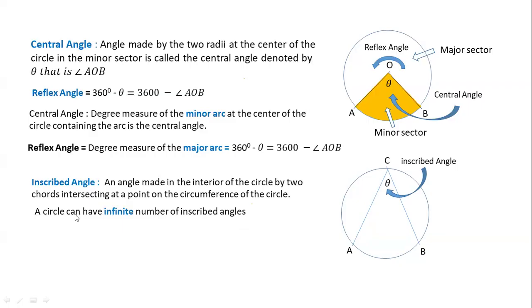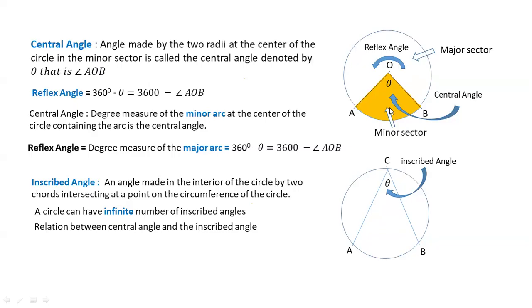A circle can have an infinite number of inscribed angles. I have drawn one here. I can draw it like this. I can draw it like this. I can draw one more nearby, or you can have one more like this. So you can have an infinite number of inscribed angles, starting from the same arc AB. Relation between the central angle and the inscribed angle.